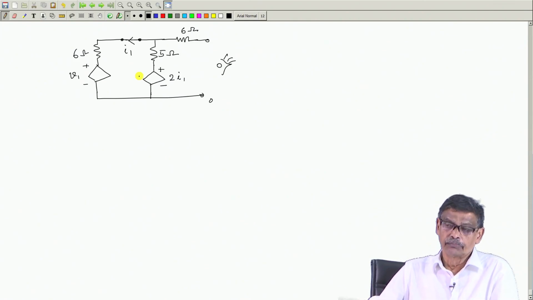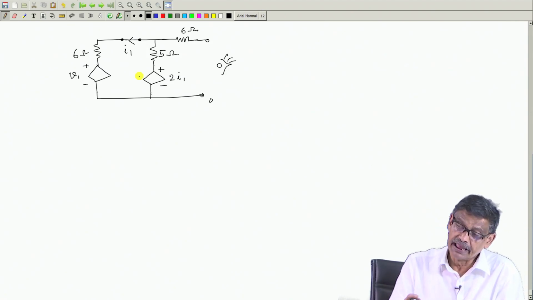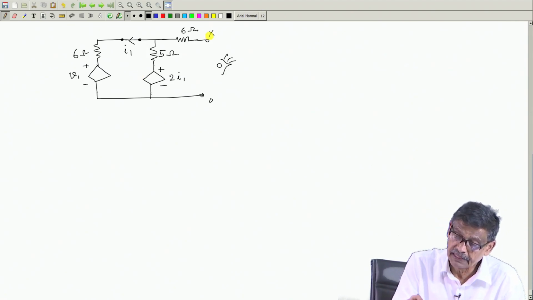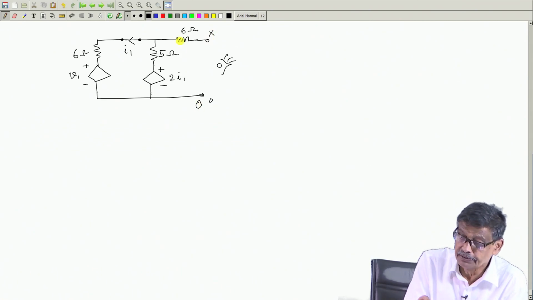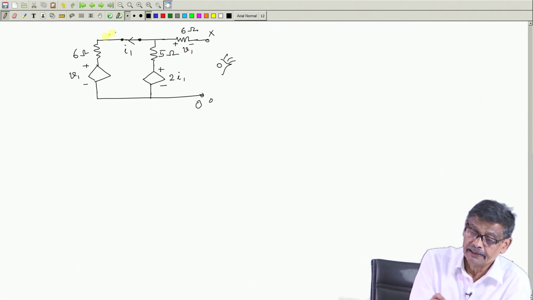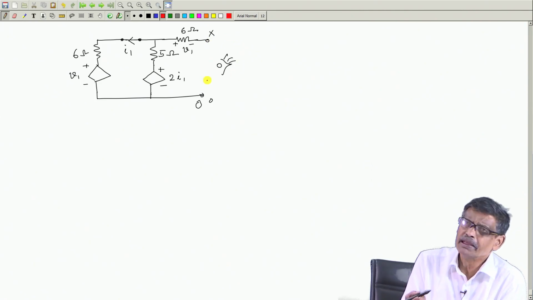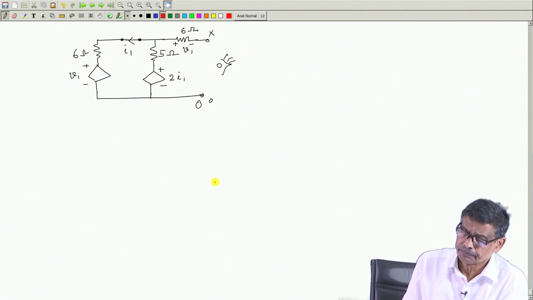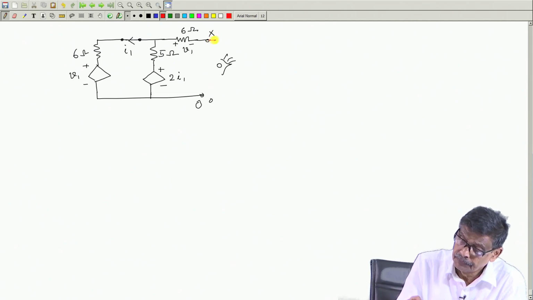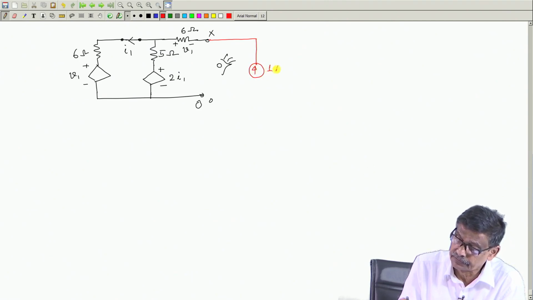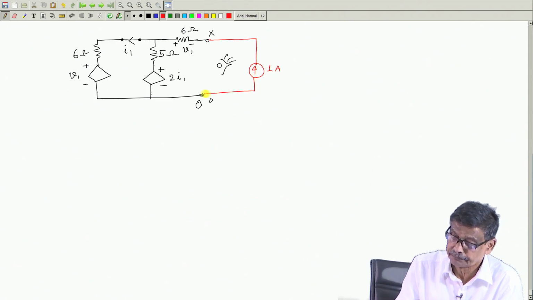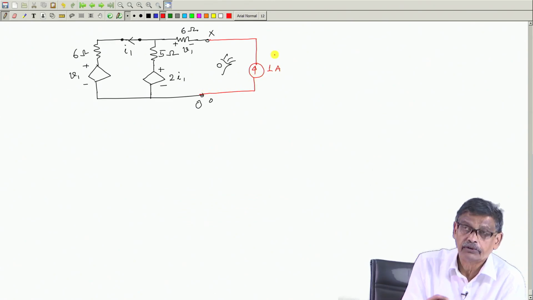So, there are two ways of doing it. One way is you excite these 2 points x and O, and mind you this is V 1, that is what it is given. I will excite these 2 points with a known source, maybe a voltage source, maybe a current source. So, I will excite this network with suppose a 1 ampere current source like this to find out Thevenin's equivalent.